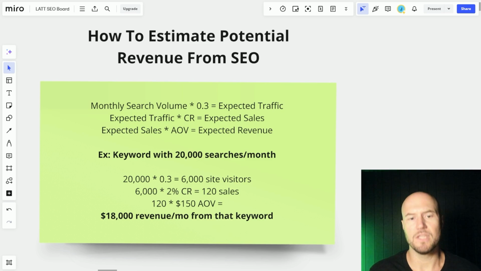As an example, for a keyword with 20,000 searches per month, we multiply that times 0.3, or 30% of that traffic, to get 6,000 site visitors per month from SEO from this keyword. 6,000 site visitors times a 2% conversion rate would be 120 new sales, times a $150 order value would be $18,000 in new revenue per month from that specific keyword.